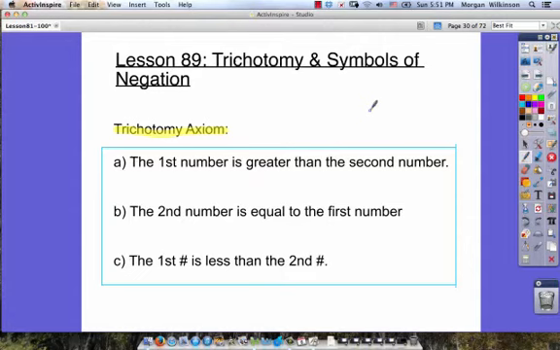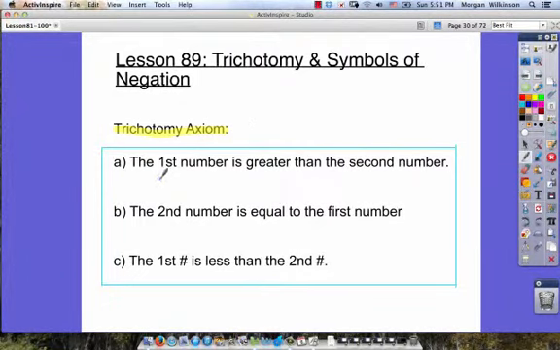Lesson number 89 is about trichotomy and symbols of negation. Now, the trichotomy axiom, well, that word sounds intimidating, but tri just means three, and the trichotomy axiom is just like a postulate or a theory.